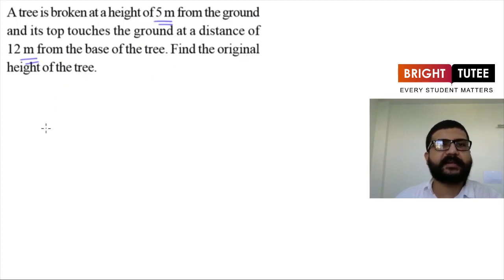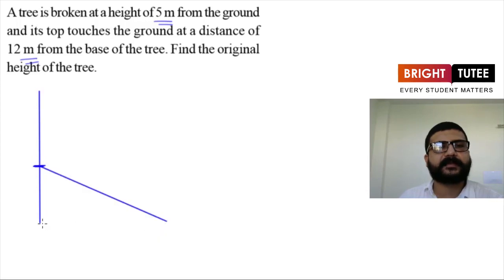Now here a tree is given to us. Let's say we are having a tree like this. This is a tree. Now suppose it is broken from here. From this point it is broken. Now the upper part will touch the ground like this. So now it is given that it touches the ground at a distance of 12 meters from the base of the tree. Here is the base of the tree. So this distance is given as 12, and it is given that it got broken at a height of 5 meters. So this height is 5 meters, this much.